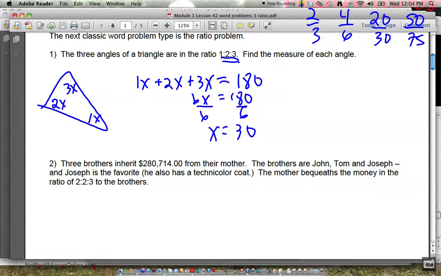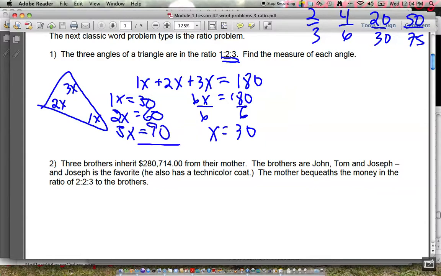Everybody. Come on, everybody, why? Plug it in. You gotta plug it in. It says it wants the measure of each angle. So the 1x angle would be 1 times 30, which is 30. The 2x angle is 2 times 30, which is 60. And the 3x angle is 3 times 30, which is 90.